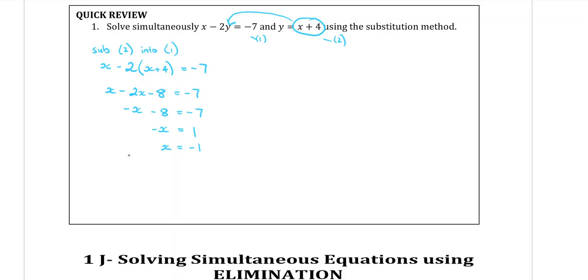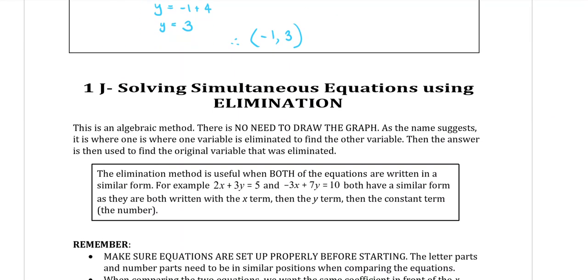Then we need to still find out what y is equal to by substituting back into one of the original equations. So I'm going to substitute into equation 2. So we get y equals x, which is negative 1, plus 4. Negative 1 plus 4 is equal to 3. So that means that my solution as a coordinate, x is negative 1 and y is 3. Okay, so that was last lesson.